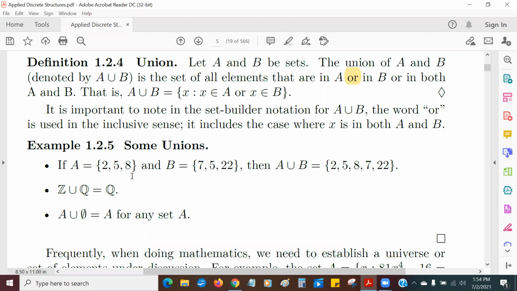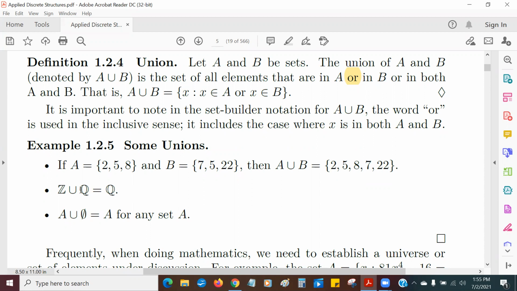So if A is equal to {2, 5, 8} and B is equal to {7, 5, 2, 2}, then A union B is {2, 5, 8, 7}. Notice that I did not repeat the 5. There's a 5 over here and a 5 over there, but I don't put in the 5 twice. We eliminate the duplication.